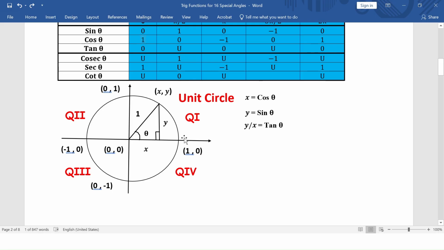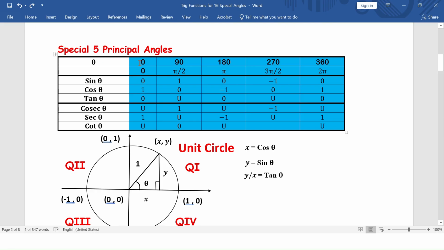So 0 will be the same point as 360. We have the angles in degrees and then the angles in radians with the pi here: 2 pi radians is 360 degrees, half pi radians is 90 degrees, and so forth. Pi radians is 180 degrees.